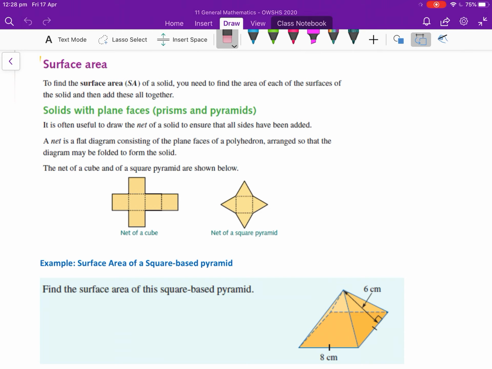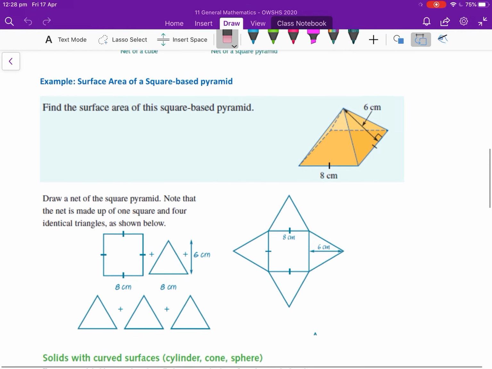For a square-based pyramid, as we can see here on the right, this time we want to know the area of the square from the base, but then we also want to know the area of the triangles. Because it's a square-based pyramid, each of these 4 triangles will be the same size, because they all have the exact same length along the base, and they all have the same height.